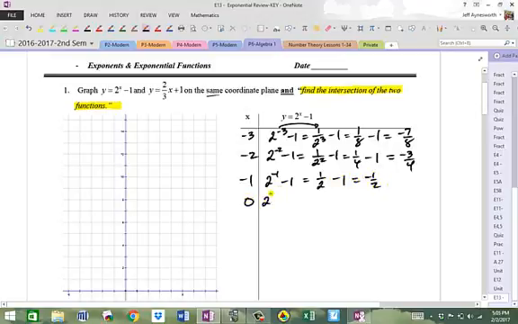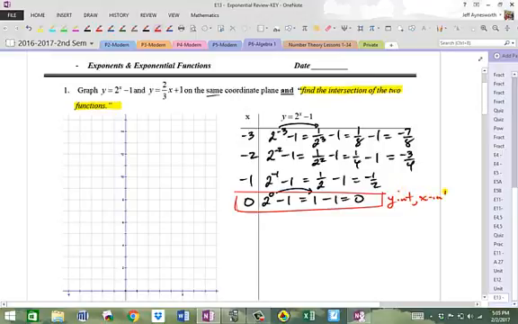When x is 0, you have 2 to the 0 power minus 1. Any non-zero number raised to the 0 power is 1. So this becomes 1. Minus 1 gives you 0. So it passes through the origin. So we have our x and y intercept here. This is not only a y-intercept, but it's an x-intercept too, because guess what? It's on both axes, right?